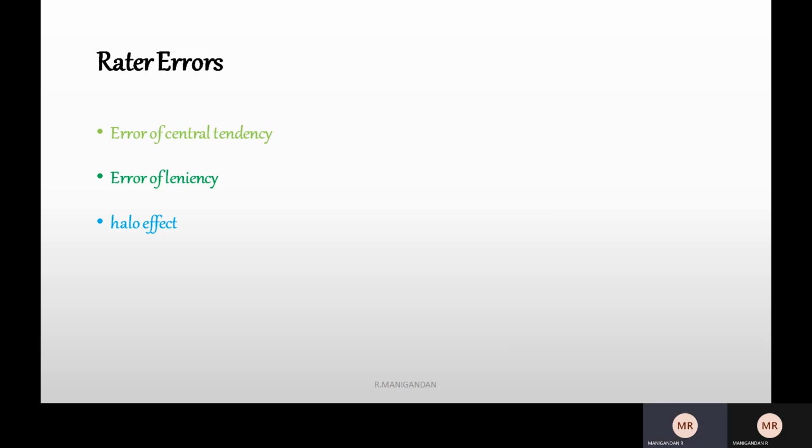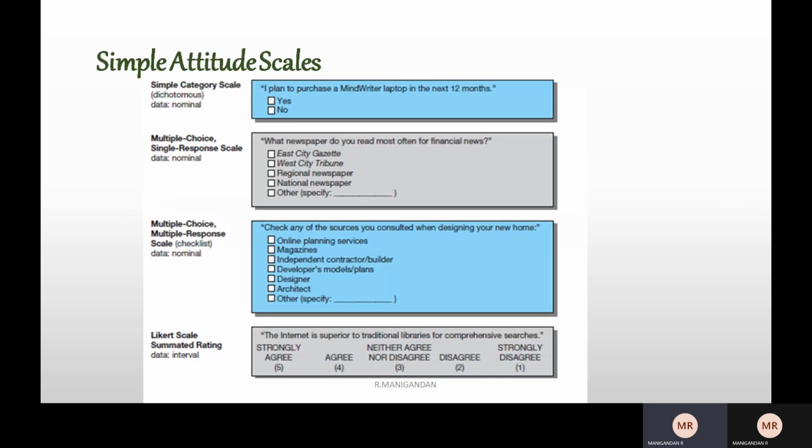Simple attitude scales. What are simple attitude scales? This is also called dichotomous data. Yes or no questions. We should give yes or no questions. And multiple choice, single response scale, that is called nominal data. You can see clearly what nominal data is. For example, I plan to purchase a laptop in the next 12 months. Yes or no? That is your own wish.